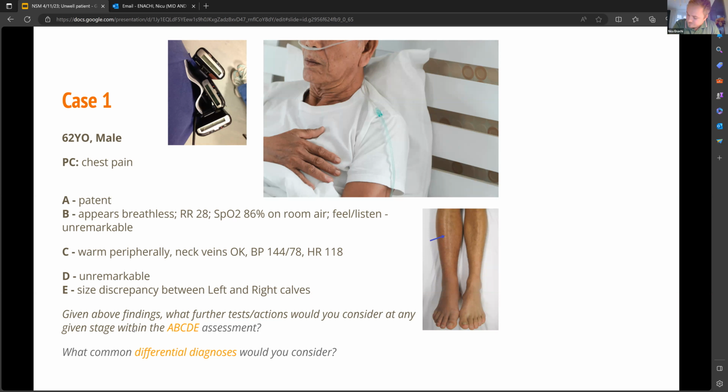Okay, Daphne, very good. Pulmonary embolism. You might want to do a D-dimer, a Wells score. Cool. Oxygen, very good. I like that.